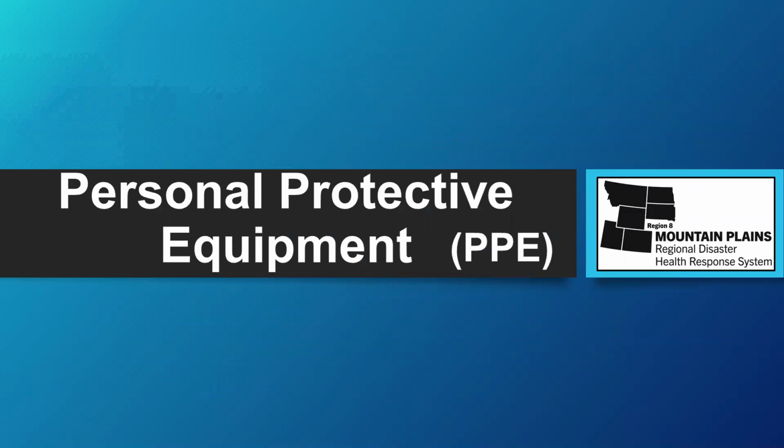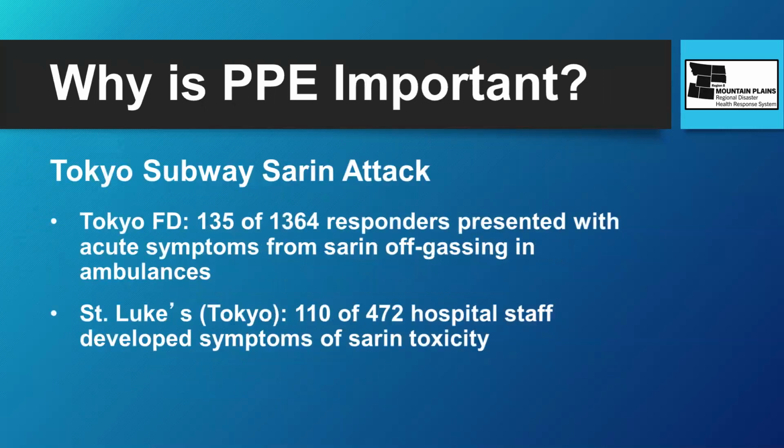Now let's talk about personal protective equipment. Why is it so important? Well, a great example is the Tokyo subway attack. The Tokyo Fire Department responded when there was the report of casualties, and 10% of the responders presented to the hospital with acute symptoms from sarin off-gassing in ambulances. At the primary receiving hospital, 1/4 of the hospital staff developed symptoms of sarin toxicity.